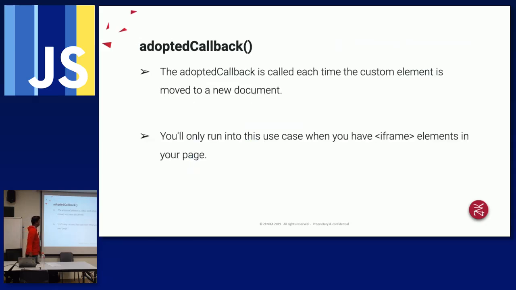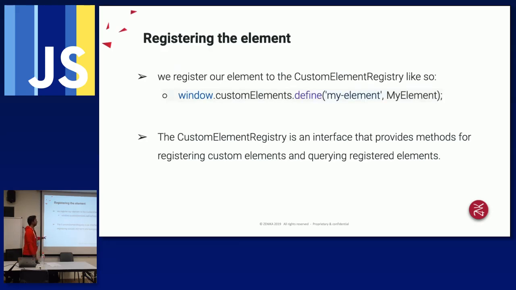Adopted callback, as I told you, gets called whenever you move your DOM to a new document. It's useful when you are using an iframe in your application. There is one more method available, customElements.define, which is used to register your elements into JavaScript. It uses the custom elements registry and is defined using window.customElements.define. You give the name to your element and provide the class you have created for that particular element.